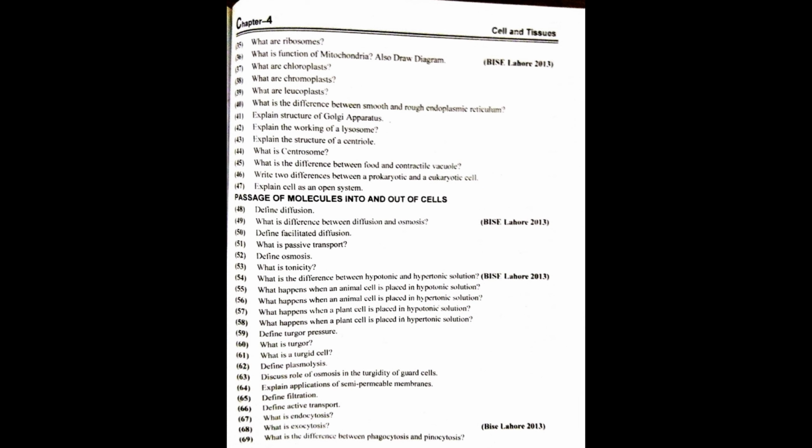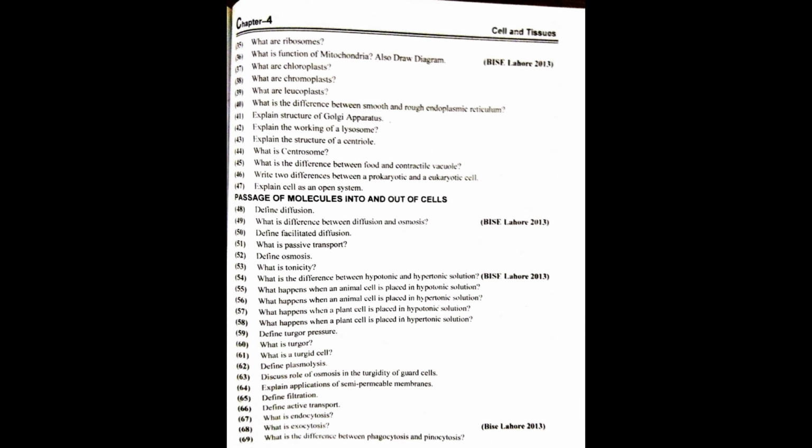Now, the third part of this chapter: passage of molecules into and out of cells. Number 1, define diffusion. What is the difference between diffusion and osmosis? Define facilitated diffusion. What is passive transport? Define osmosis. What is tonicity? What is the difference between hypotonic and hypertonic solution? What happens when an animal cell is placed in hypotonic solution? What happens when an animal cell is placed in hypertonic solution?